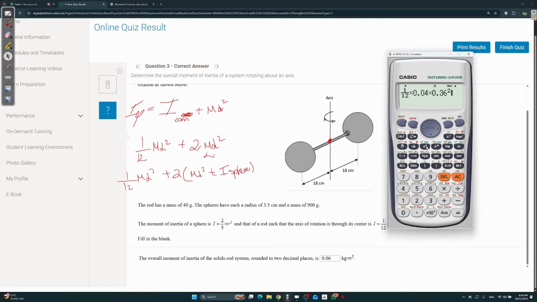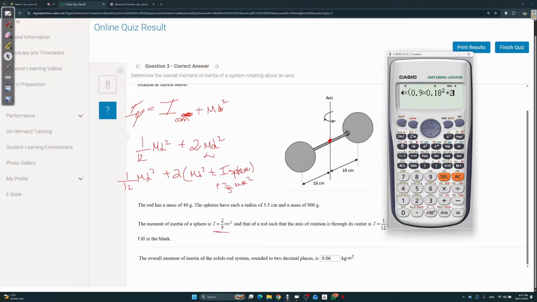which is 0.36 squared. Why is it 0.36? Because 18, that's 36, and then make it meters, 0.36. Plus 2 into md squared, so it's going to be 0.9 times the distance squared, not between the spheres, between the sphere and the center of mass, so that's 0.18 squared, plus I of the sphere. Since it's a sphere, they told us it's 2 over 5 mr squared.